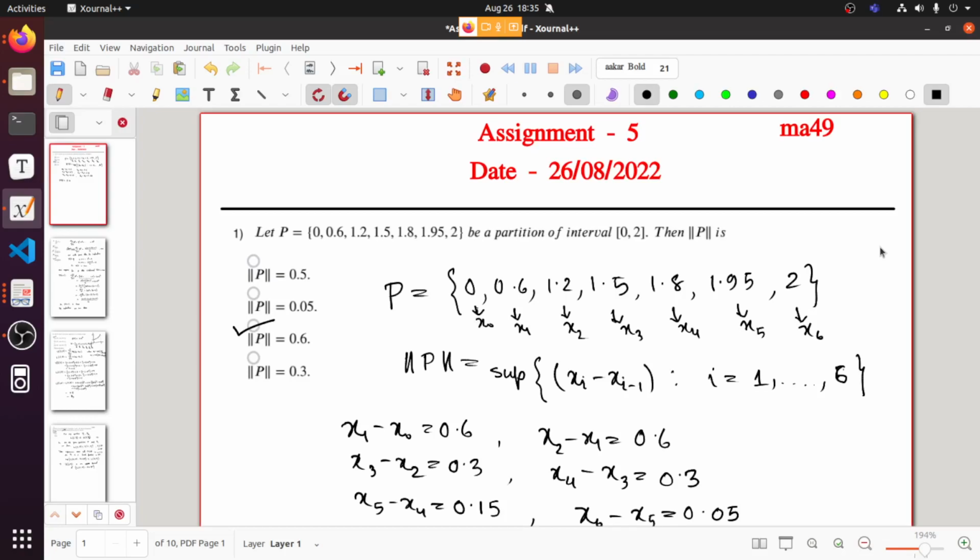Okay, so today we will discuss Assignment 5 for the course MA 49. The first question: a partition is given, 0, 0.6, 1.2, 1.5, 1.8, 1.9, 2. For this partition in the interval [0, 2], you have to find the norm of the partition. I write the partition down and number it x0, x1, x2, dot dot dot x6.